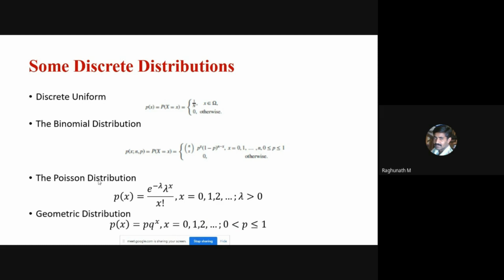Now coming to the second one, the Poisson distribution. This is one of the distributions which we use to model rare events.